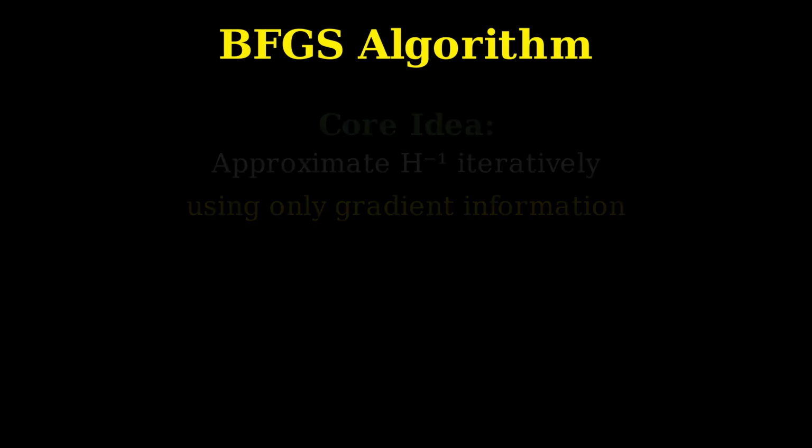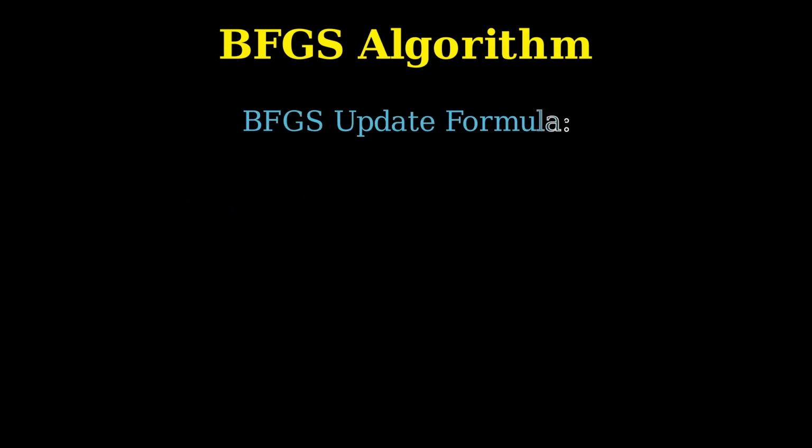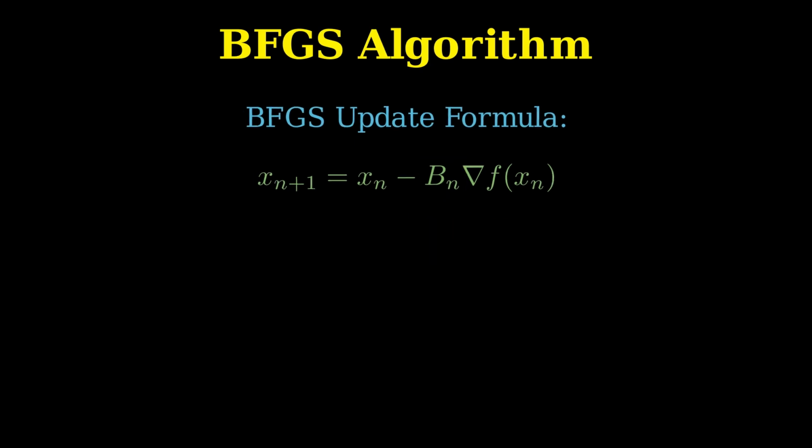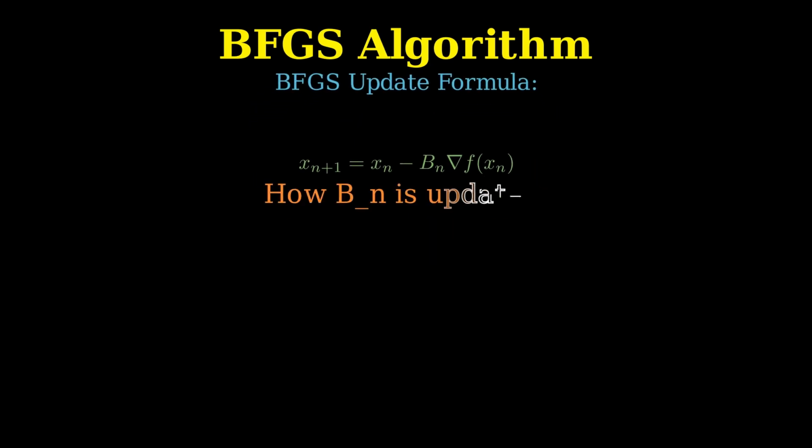The update rule looks like Newton's method, x new equals x old minus B n times the gradient. But B n is not the true inverse Hessian. It's an approximation that we build up over iterations. How do we update B n? Here's where it gets mathematical.